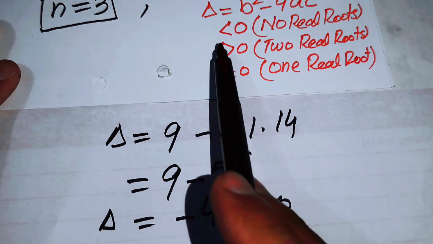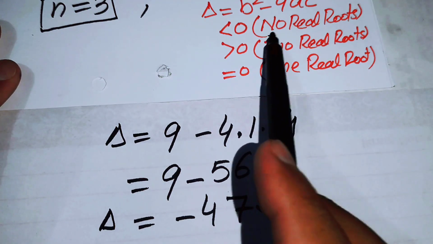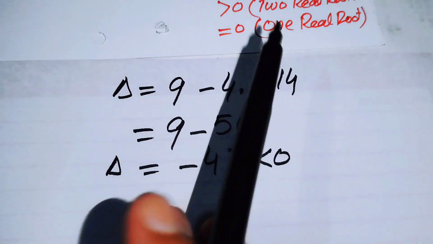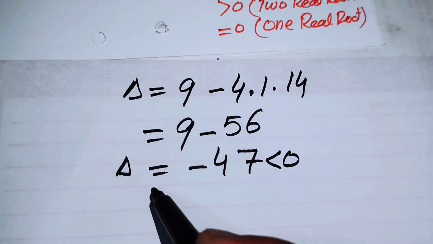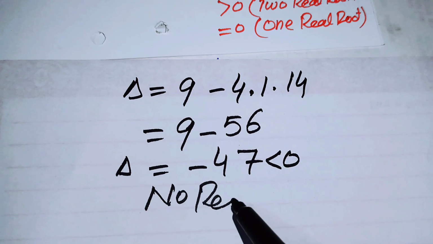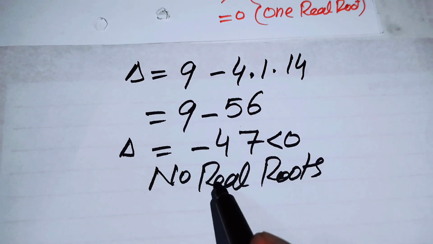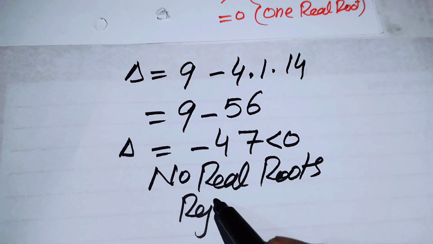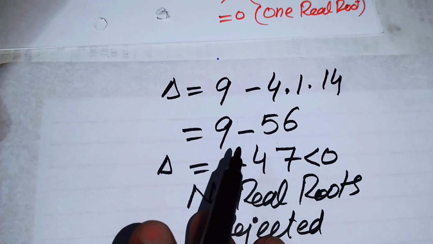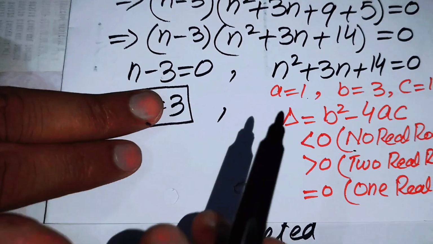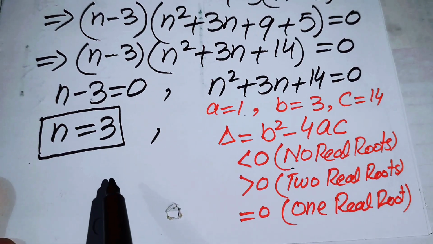So if this delta is less than 0, then our quadratic equation has no real roots, because here we find only real roots. So it has no real roots, and we will reject it. In this case it has no real roots, so we reject it, and we have just one real root, which is n is equal to 3, the only real root of this equation.